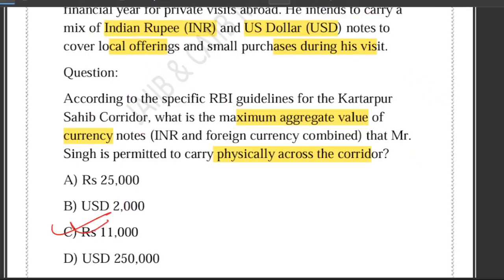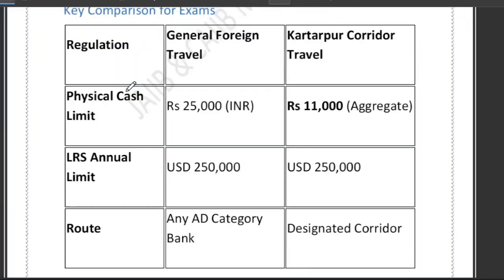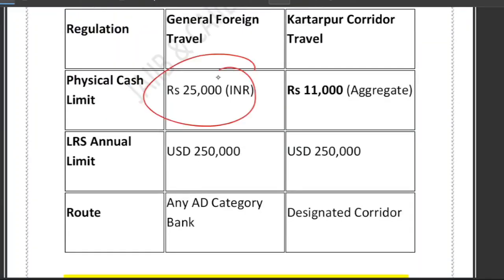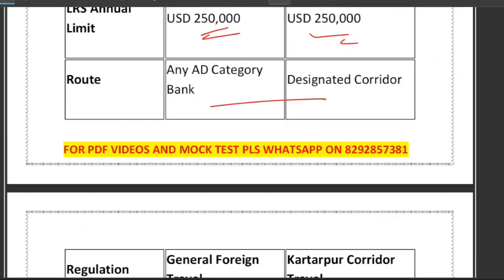Okay, so just remember: the Kartarpur limit is less than half, 11,000. Day visit means day budget, just 11,000, right? I hope this is crystal clear now. Now have a look at the next question. So just now we have discussed that the physical cash limit is 25,000 rupees, but for Kartarpur corridor travel it is 11,000 rupees. LRS annual limit is the same, right?